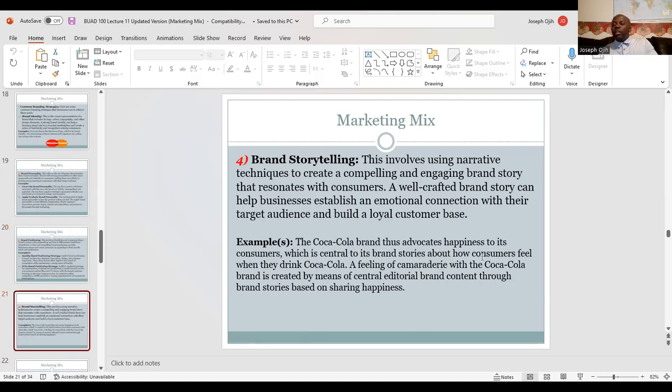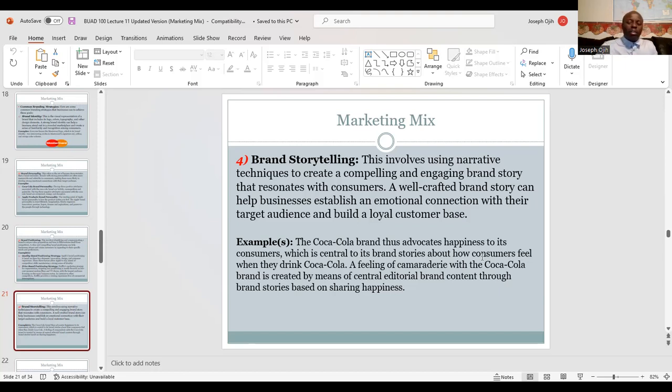Okay. This one is brand storytelling, which involves using a narrative technique to create a brand. You tell this brand story. Usually, you can craft a brand story that can help businesses establish an emotional connection with the target audience. I'll give an example with Coca-Cola. They advocate happiness in their consumers, which is central to the brand's products.